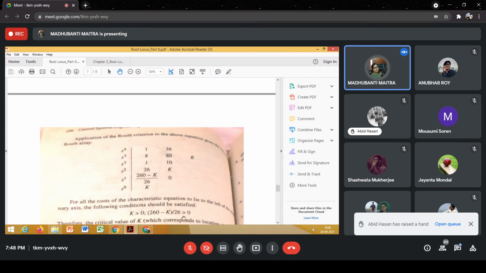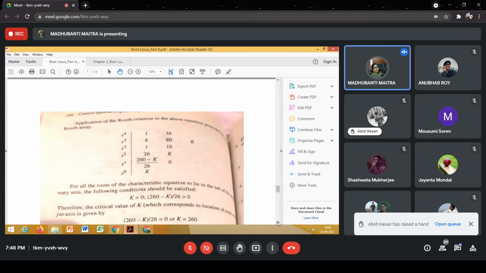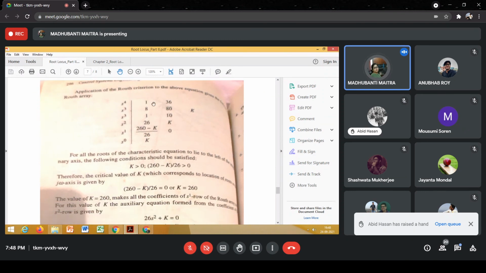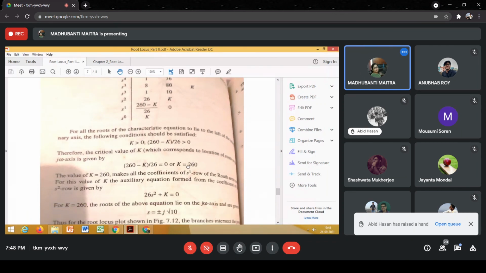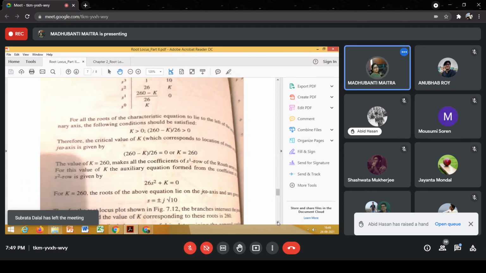So if you complete this table, you'll find these elements which are appearing in the first column of Routh array, and we know that for the stability of the system, all these elements should be greater than 0. So that means k should be greater than 0, right? And 260 minus k should be greater than 0. That means the limiting value of gain k is 260.